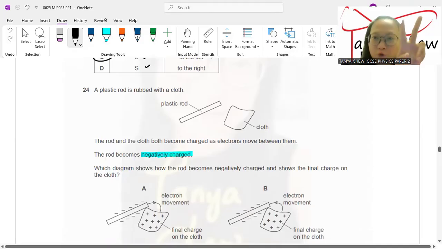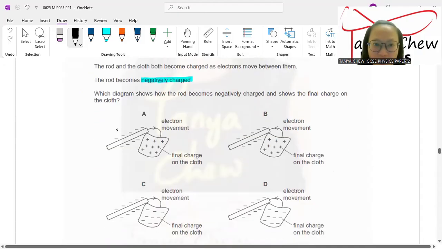First of all, you have learned about two charges, only two charges required for you to learn. One is a negative charge, the other one is a positive charge. And out of these two charges, only negatively charged can move. The rod becomes negatively charged because the negative charges from the cloth are migrating towards the rod, so making the rod have more negative charges. So I want to see electrons move towards the rod.